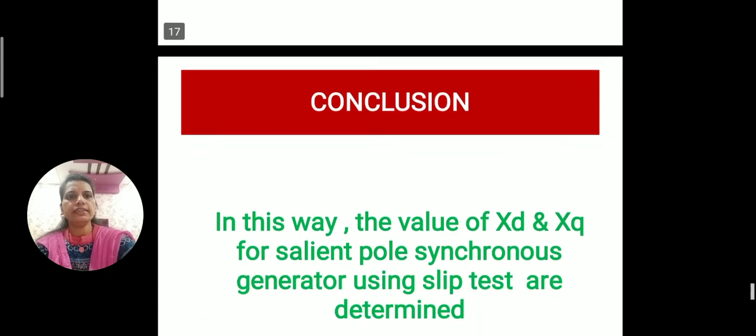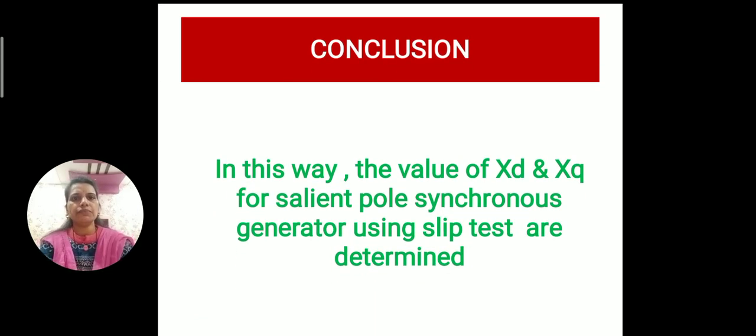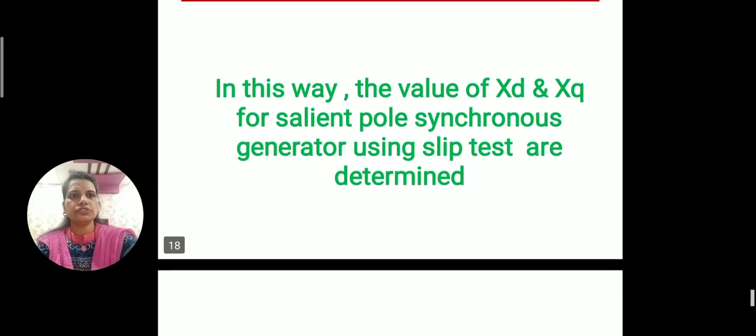And finally the conclusion: in this way the values of Xd and Xq for a salient pole synchronous generator using the slip test are determined. Okay, so this is all about the presentation of experiment number 1. After that there are two videos, one lab demonstration and another a YouTube video. So if you listen to both videos carefully, then you will get a clear idea about that. Okay, so this is about the conclusion, right?